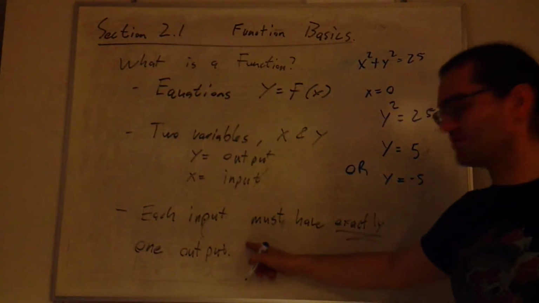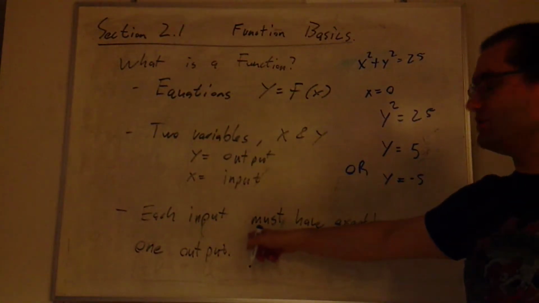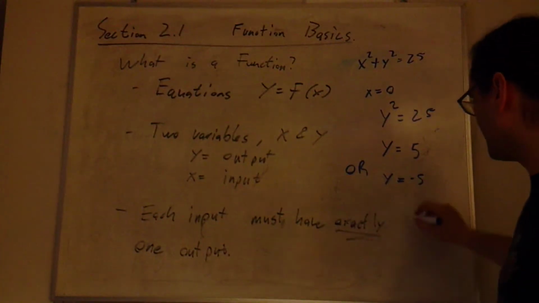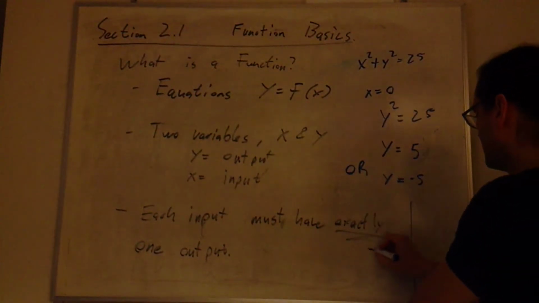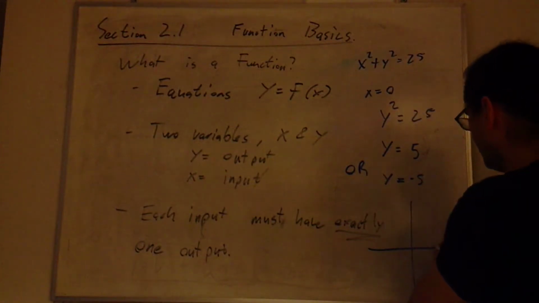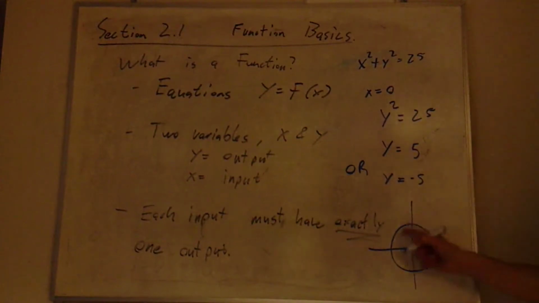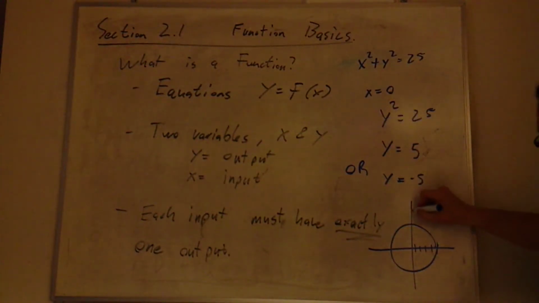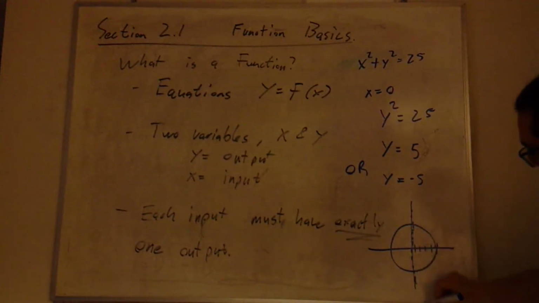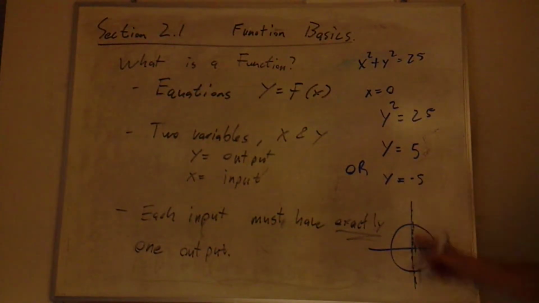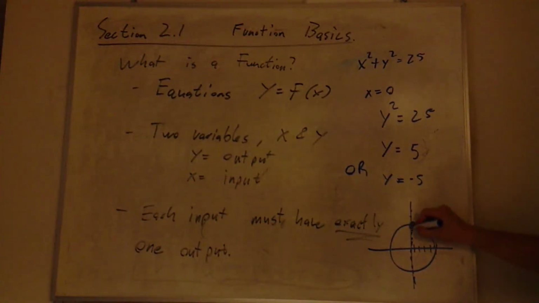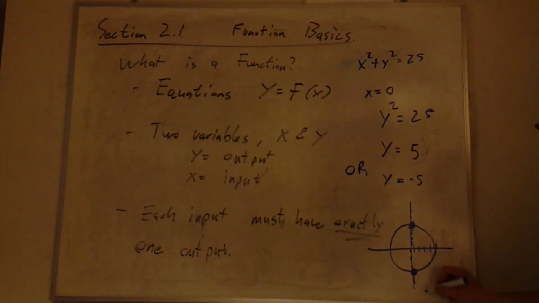Graphically, this third condition is usually referred to as something called the vertical line test. We graph this circle of radius 5 at the origin. 1, 2, 3, 4, 5. This is your circle of radius 5 centered at the origin. This x equals 0 point is this vertical line right here. So if you put that vertical line here, it'll cross the shape twice.